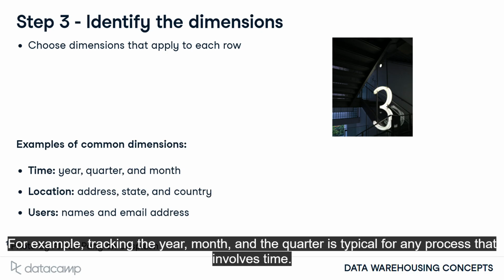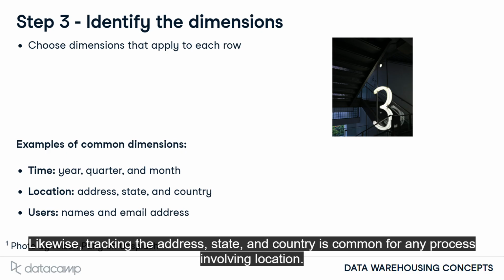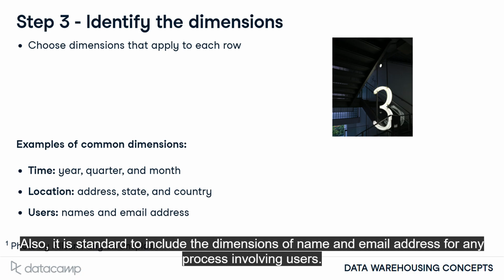For example, tracking the year, month, and quarter is typical for any process that involves time. Likewise, tracking the address, state, and country is common for any process involving location. Also, it is standard to include the dimensions of name and email address for any process involving users.